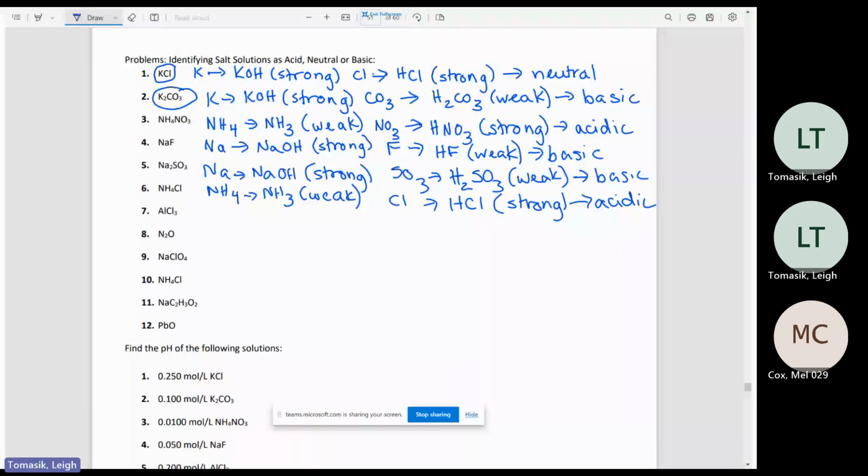AlCl3. This is one of our situations where it's fine to write it like this. Al came from, if it had a hydroxide, Al and if you do the crossover rule, Al(OH)3. It's not on our strong bases list, it's weak. And Cl comes from HCl, so it's strong. So this is going to be acidic.